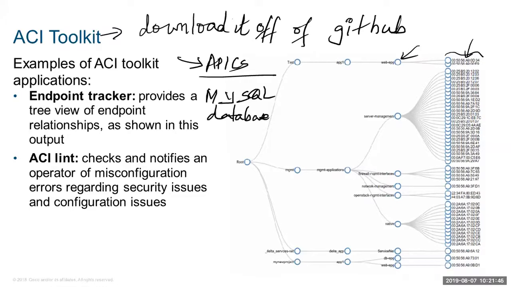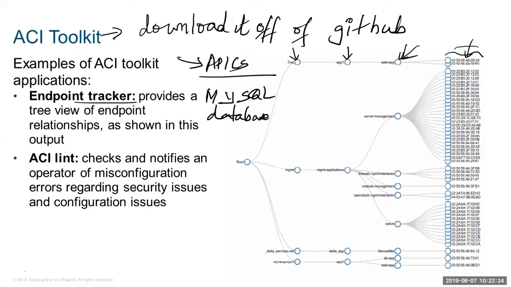So there are two parts to Endpoint Tracker. One is to connect to the APIC and populate your SQL database. The second is, of course, to generate this GUI. So this is actually an output of the GUI. The Endpoint Tracker GUI is showing you the tenant name, the application, the EPG, and the MAC addresses that were detected.